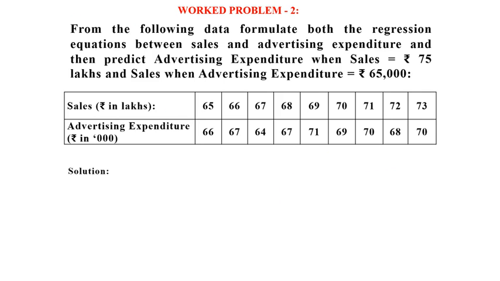Okay, let us work out another problem, worked problem number 2. From the following data, formulate both the regression equations between sales and advertising expenditure, and then predict advertising expenditure when sales equals rupees 75 lakhs, and predict sales when advertising expenditure equals 65,000. So sales in lakhs are given and advertisement expenditure in thousands of rupees are given. Okay, observe, 9 items are given. Number n equals 9 here.